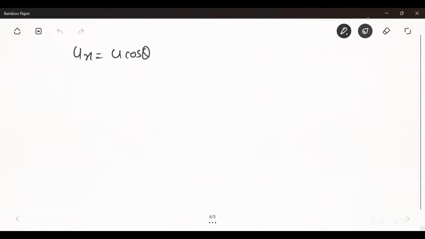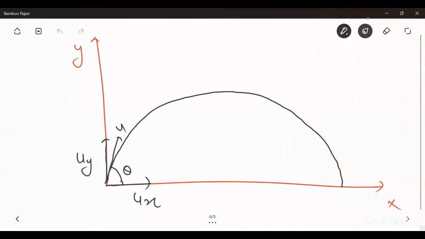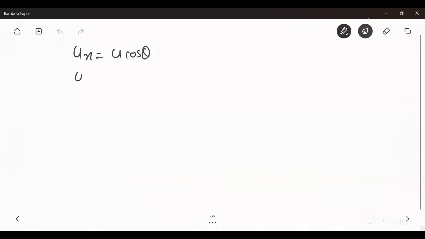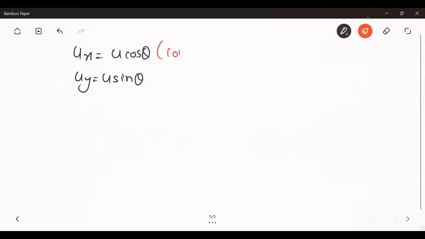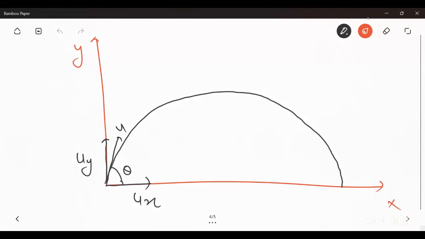I have told you in the resolution of a vector that the side which is adjacent to angle theta is cos theta, and the side which is not adjacent to angle theta is sin theta. So ux is equal to u cos theta and uy is equal to u sin theta. u cos theta is always constant throughout the motion, and u sin theta is variable. Why is it variable? Because u sin theta, the vertical velocity, works under the force of attraction due to acceleration due to gravity.